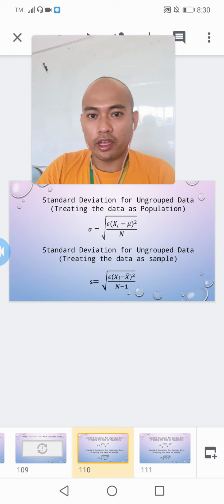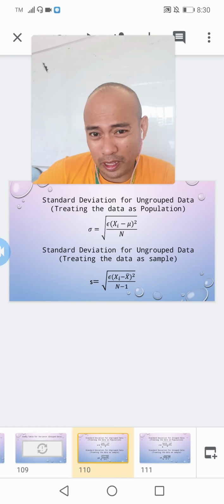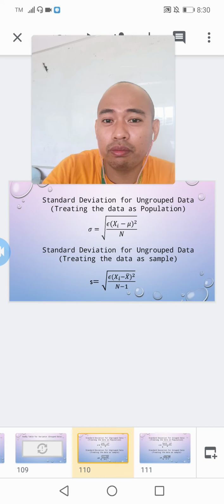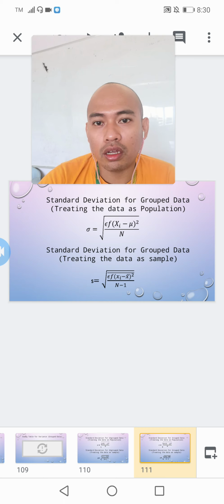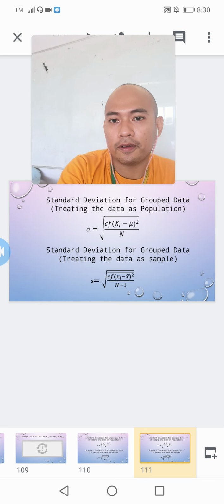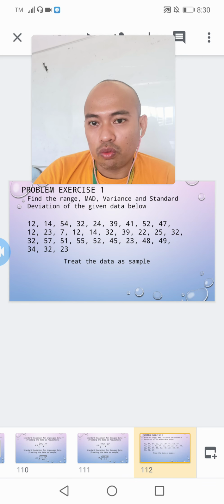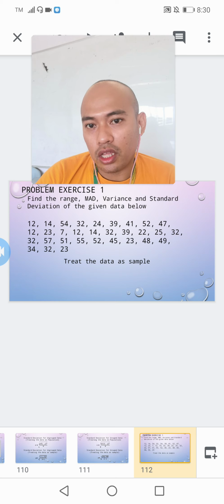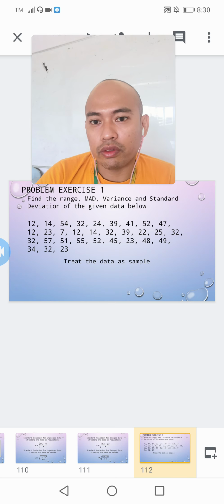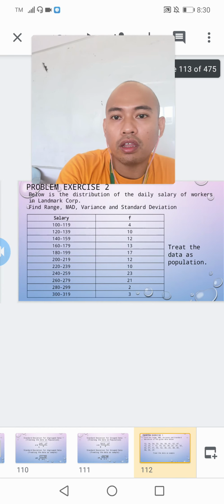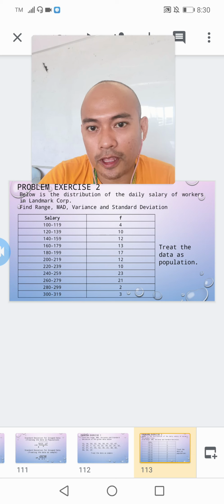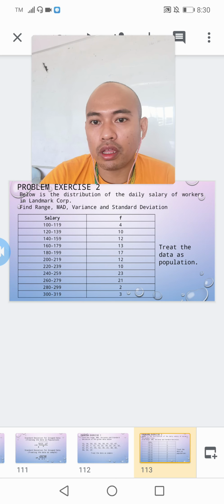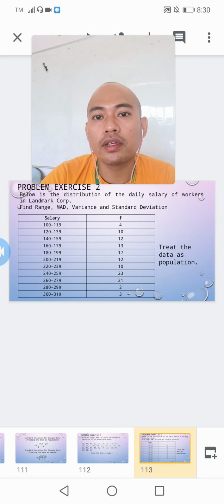So these will be the two sets of formulae for the standard deviation for ungrouped data, now with a square root. And this will also be the other set of formulae for the standard deviation for grouped data. So this will be a problem exercise. You need to find the range, mode, standard deviation, and the variance of this particular data set. This is ungrouped. And for grouped data, you need to utilize this other data. Again, you will find the range, the mode, variance, and standard deviation.